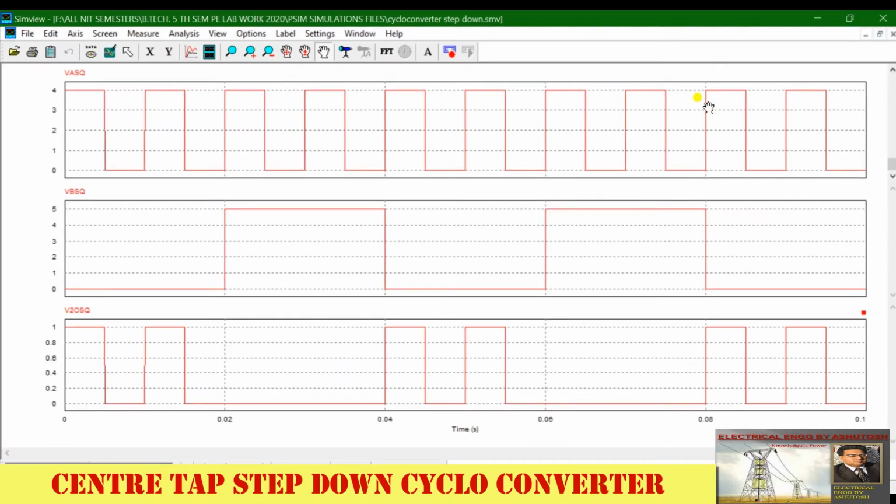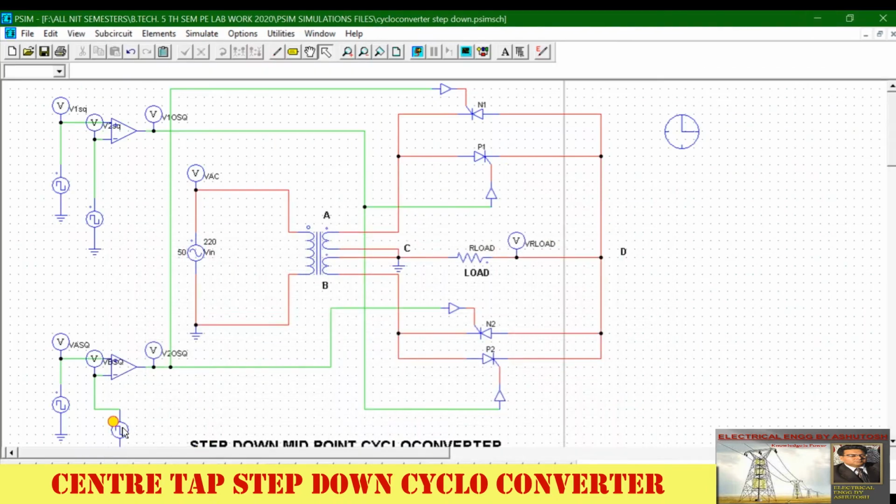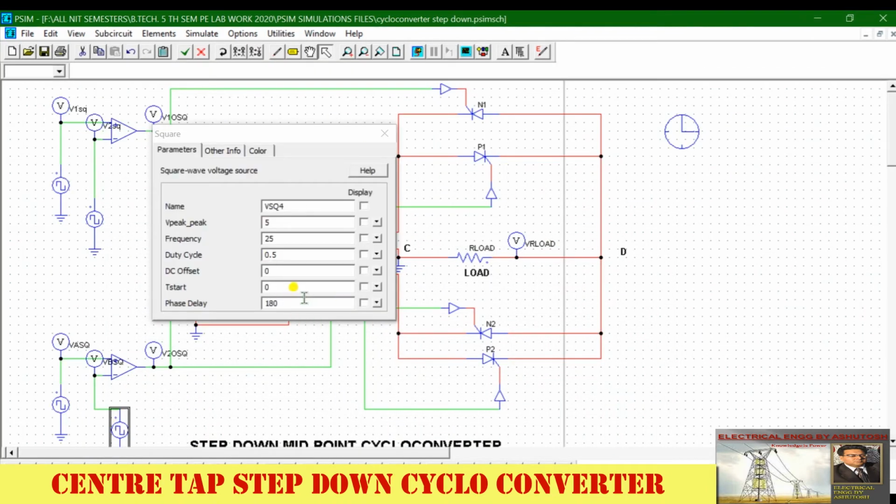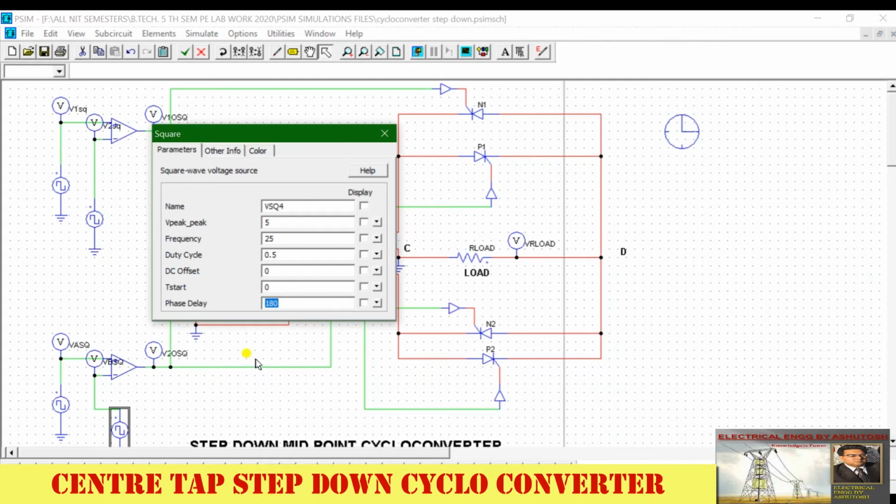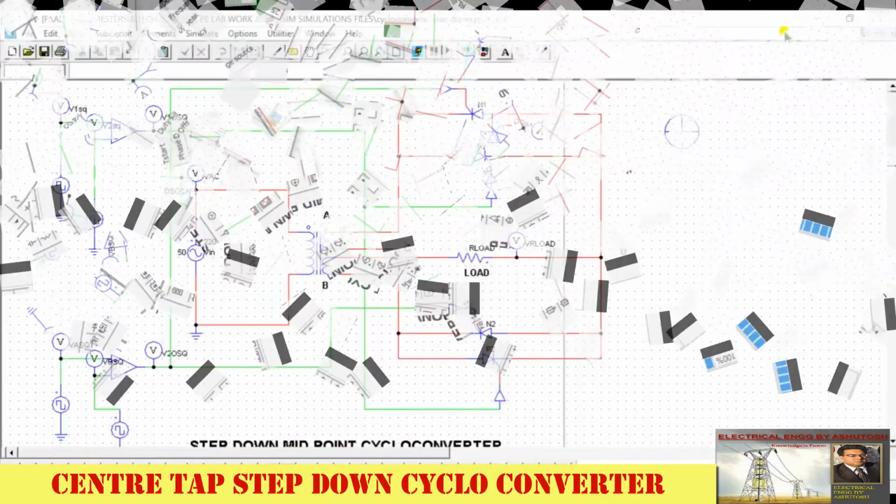You can see here, here you can see 180 degree phase shift we have used. Okay, phase delay 180 degree for the second one of trigger pulse generator.